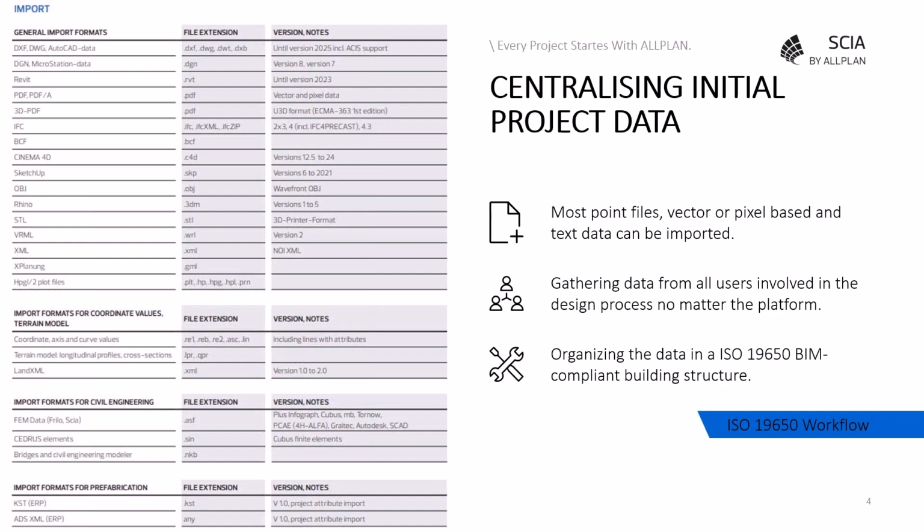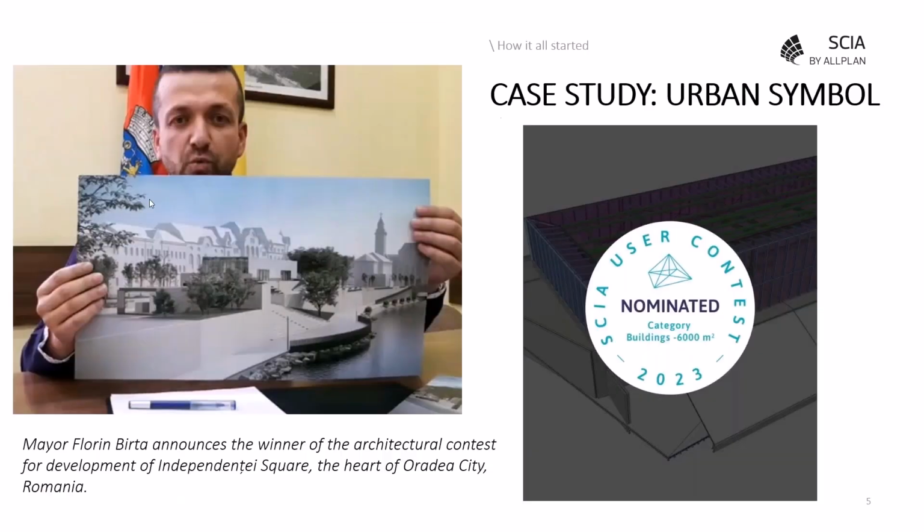So Allplan can be this initial step. Every project starts with Allplan, as I mentioned above, meaning that we can centralize all the data that we have, 2D and 3D on the project, before we even start doing something. And this data can be organized in a building structure, which is ISO 19650 BIM compliant. So let's see exactly the steps and how it began.